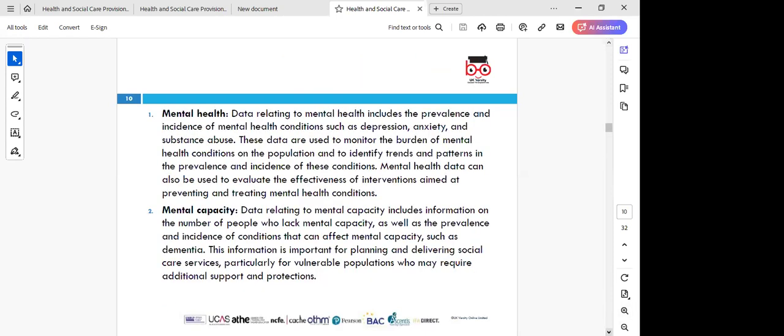Then we have mental health. Data relating to mental health includes the prevalence and incidence of mental health conditions such as depression, anxiety, and substance abuse. These data are used to monitor the burden of mental health conditions on the population and to identify trends and patterns in the prevalence and incidence of these conditions. Mental health data can also be used to evaluate the effectiveness of interventions aimed at preventing and treating mental health conditions.